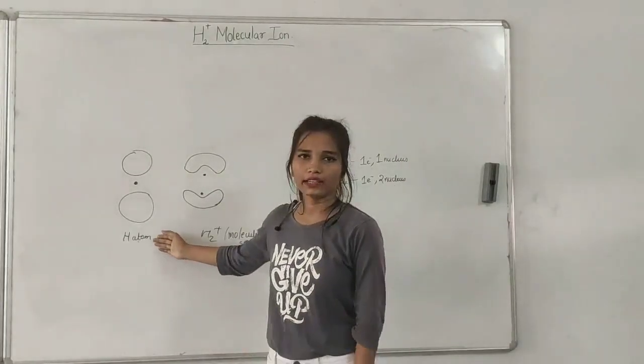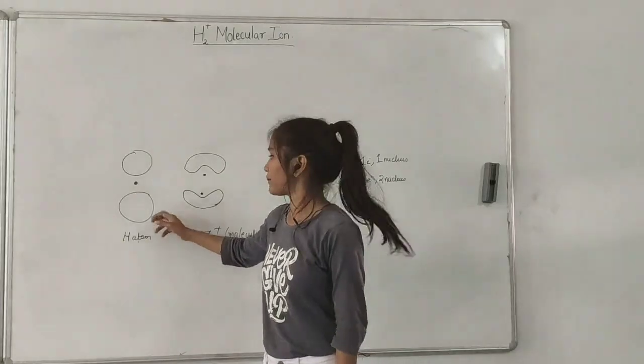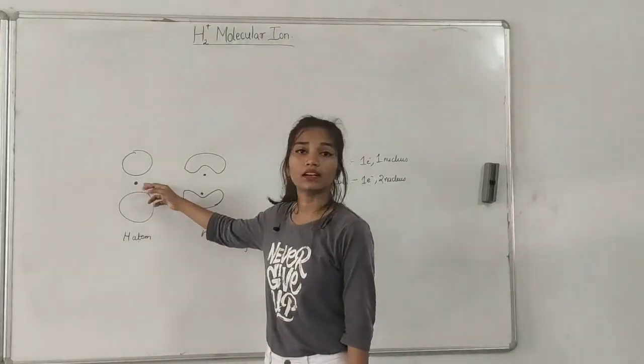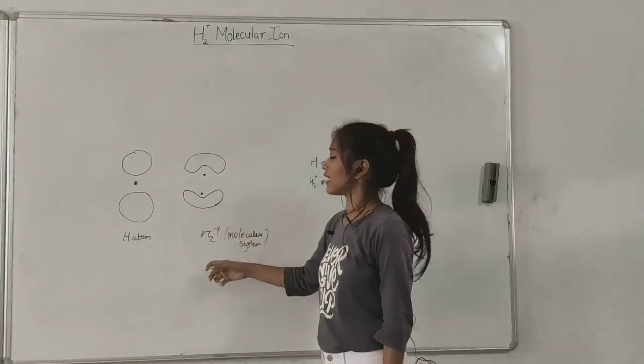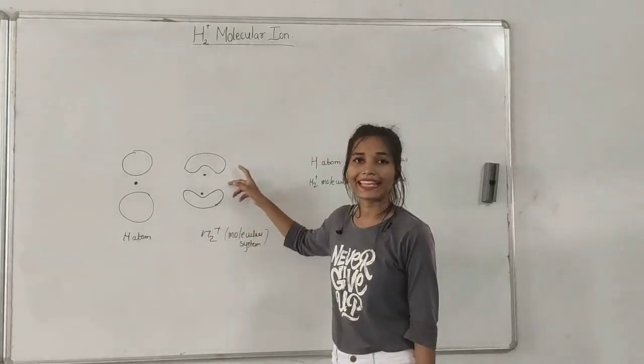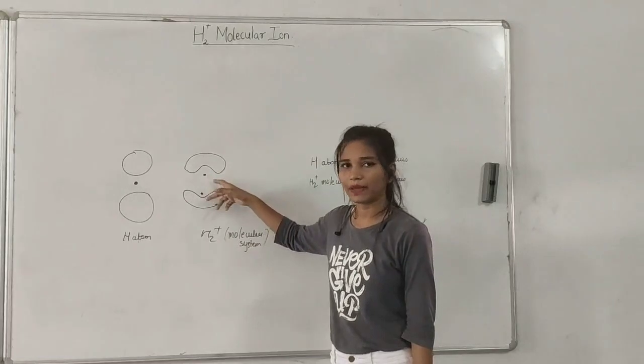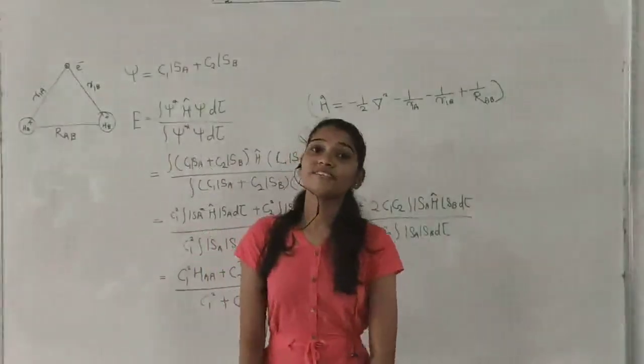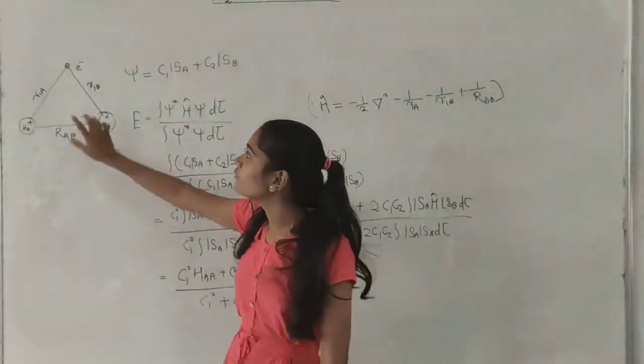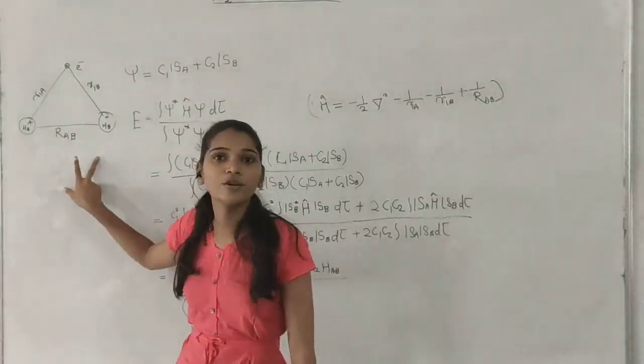In the hydrogen atom, the system is separated in spherical coordinates where the nucleus lies in the center, and for H2 plus ions it is separated in elliptical form where the nuclei lie at the periphery of the system. So what is the hydrogen molecular ion? It is one in which the electron is shared by the two hydrogen atoms.